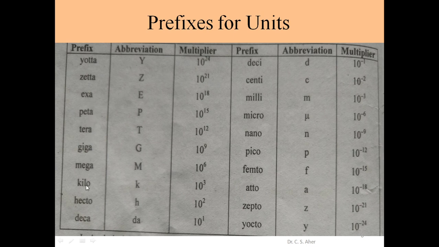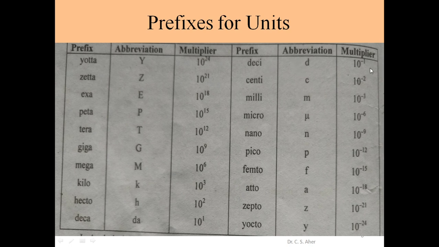When we consider zetta, exa, peta, tera, giga, mega, kilo, what is the symbol abbreviation? Small k. The multiplier is 10 raised to 3, that is 1000. So when you convert gram and kilogram, at that time the multiplier is 10 raised to 3 or 1000. Hecto, 10 raised to 2, small h. Deca, da, 10 raised to 1, sorry, it is 10.